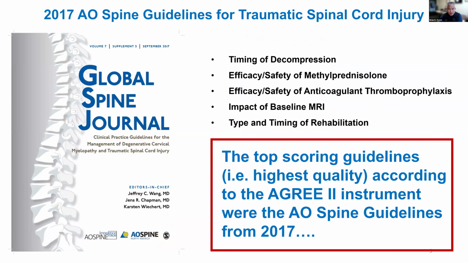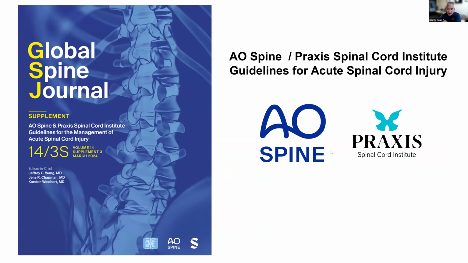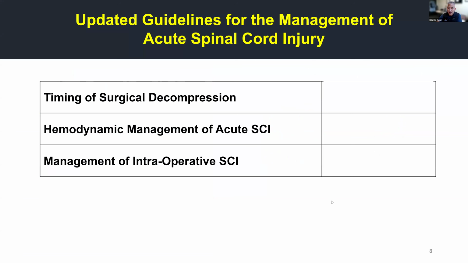So from a methodological standpoint, we wanted to utilize this methodology and go forward with a new set of guidelines that we just published. We recognize that guidelines are living documents. They're meant to be revised and updated as new evidence emerges, so it was not unexpected that we would at some point take on an updating of these guidelines. With that, we embarked on an almost 2.5-year process, sponsored by AO Spine and the Praxis Spinal Cord Institute, and we wanted to tackle these 3 particular topics. First, timing of surgical decompression. This was an update from the last recommendations from the 2017 guidelines that I just spoke about.